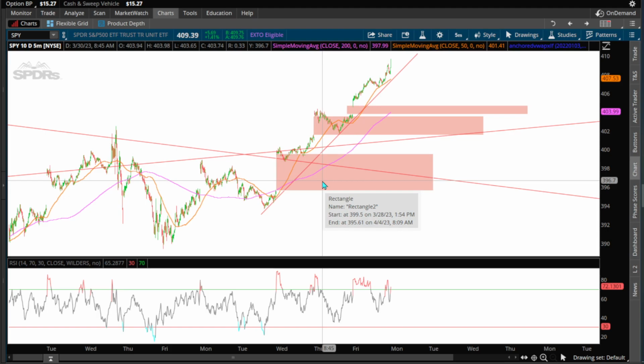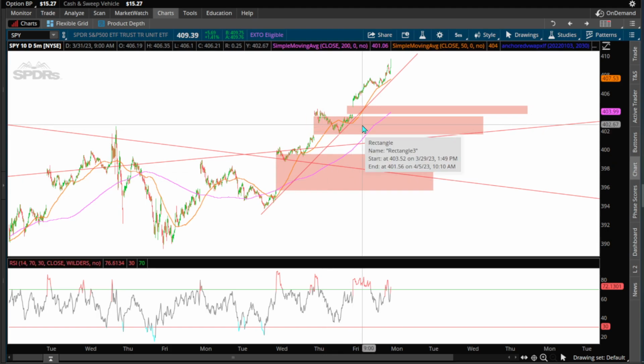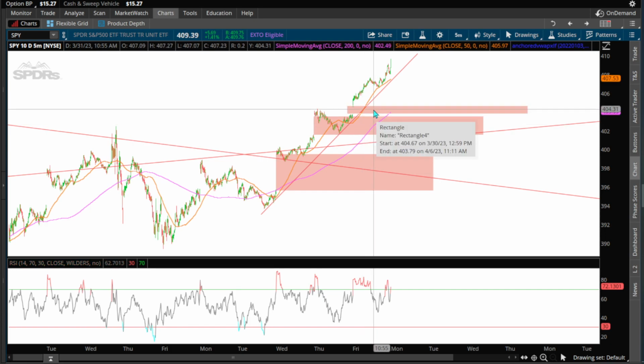This one is going from 395.61 to 399.50. And then we have this one right here at 401.56 to 403.52. And then this one right here at 403.79 to 404.67. One thing I really want to point out is that on SPY, on Friday, we produced a gap.